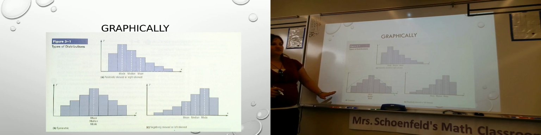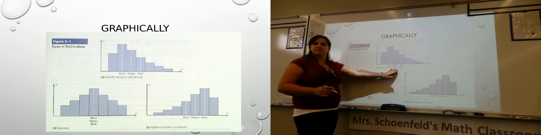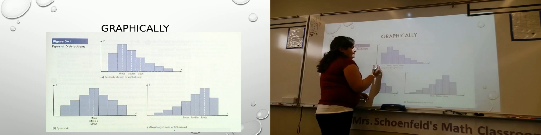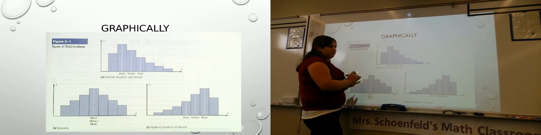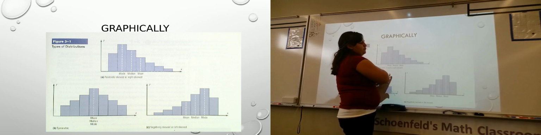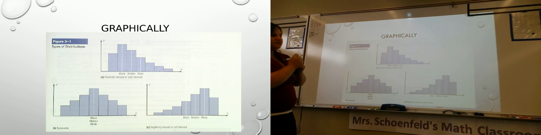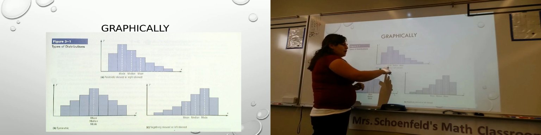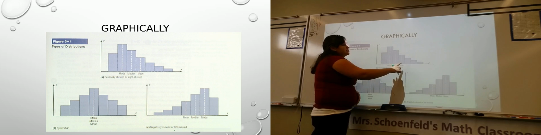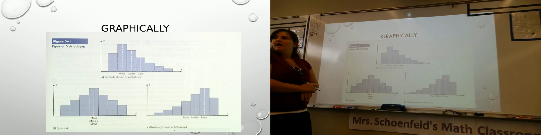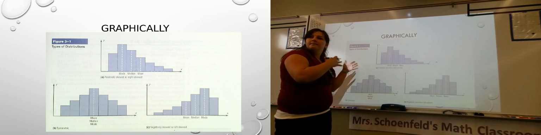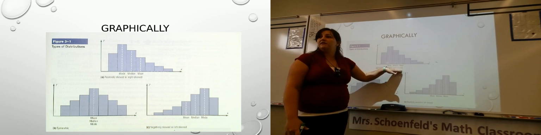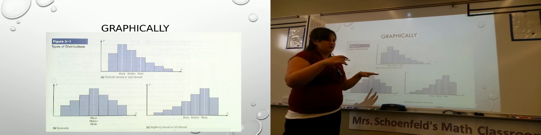The other type: positively or right skewed. I don't like the word positively skewed because I think it's harder to remember. Right skewed, remember right-tailed. It goes out that way more. So in a right skewed distribution, the mode is generally less than the median, which is less than the mean. Usually if I have something right skewed, I'll have one big number out here.